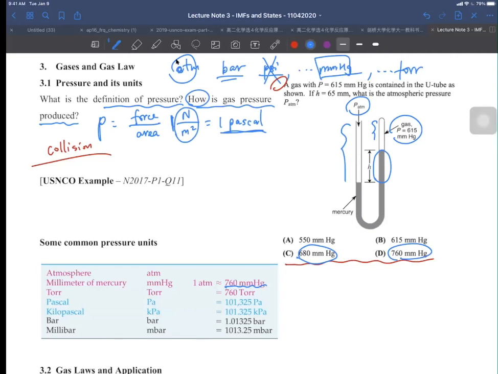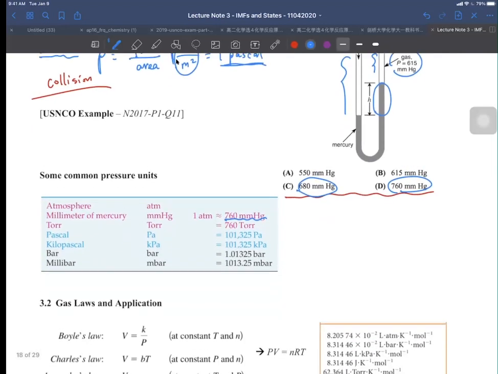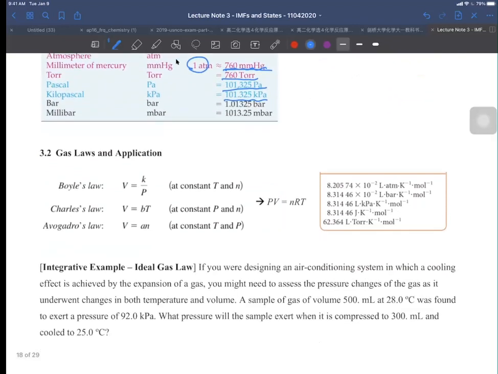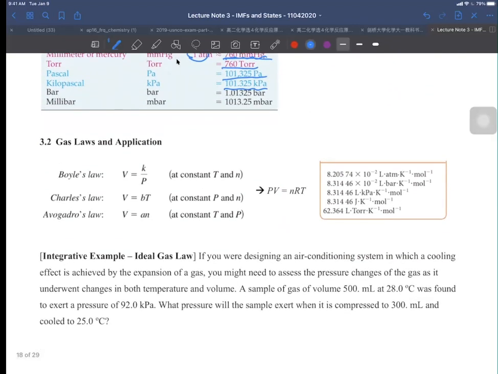So let's have a quick look at the most commonly used pressure units. 1 atm is 760 millimeters of mercury, also called 760 torr. It is 101,325 pascal, so it's 101.325 kilopascal. So I think that should be enough, right? Once again, you don't need to memorize this kind of stuff. You will be provided the values and the conversion factors.